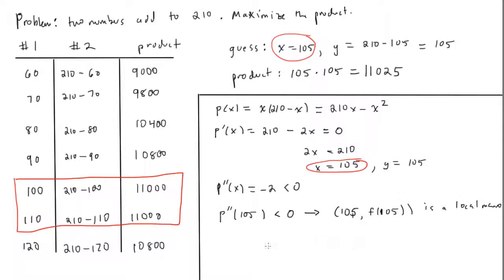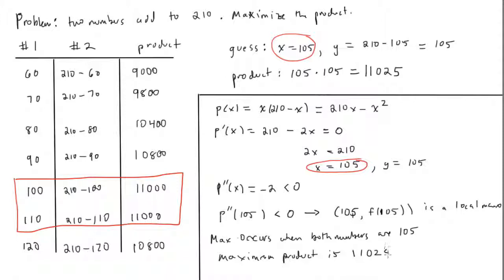Okay, so what have we found? We found that the maximum to our problem occurs when both numbers are 105. So the max occurs when both numbers are 105, and the maximum product is 105 times 105, and we got 11,025.